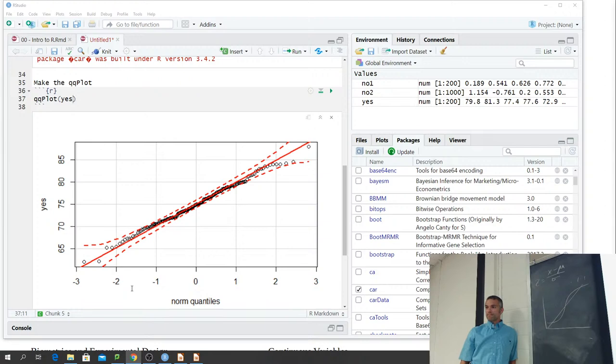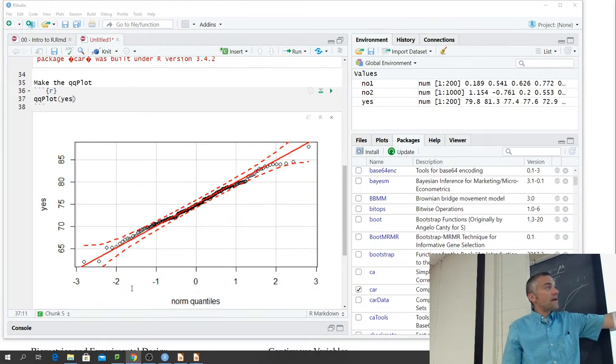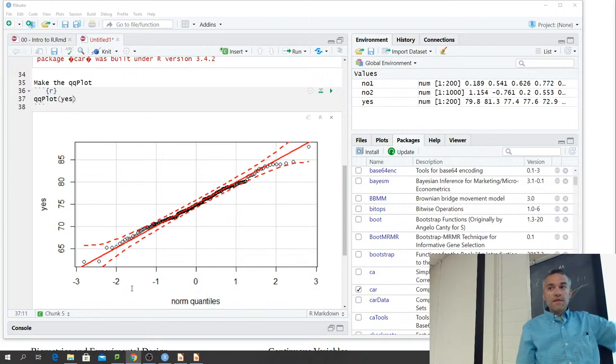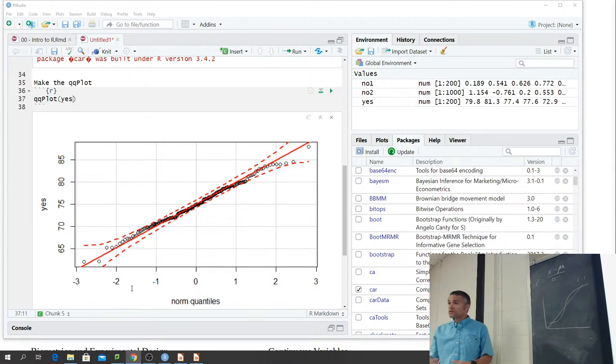Now, this is visual. You do have to kind of eyeball it to assess whether or not we fall on this one-to-one line. And that's why I like this QQ plot in the car package. It adds 95% confidence intervals. With these confidence intervals, we look at our individual data points, and if our data points fall outside of that confidence envelope, then we're non-normal. If all of our points fall inside of this confidence envelope, then we're normally distributed.